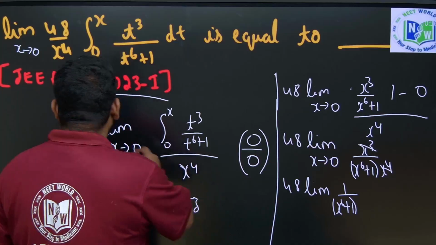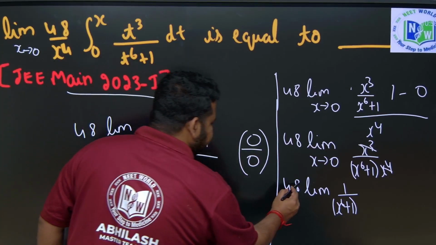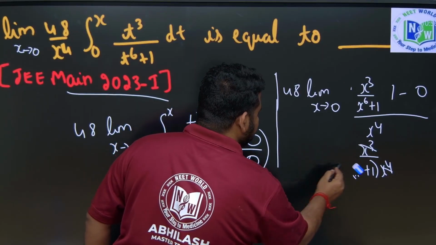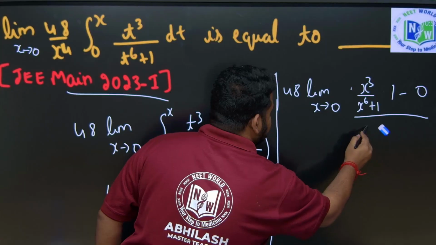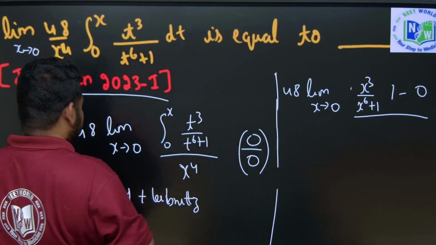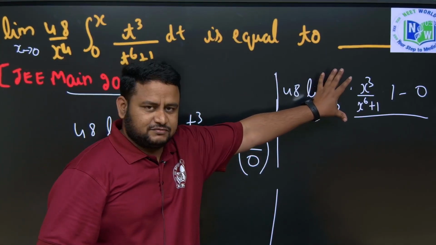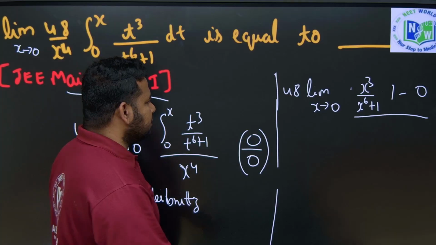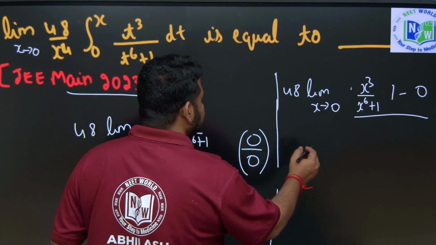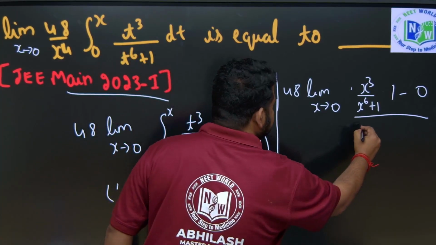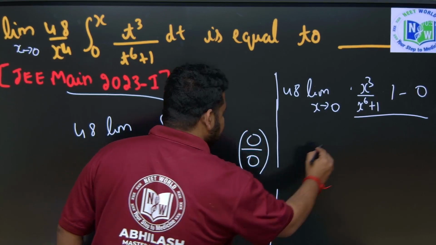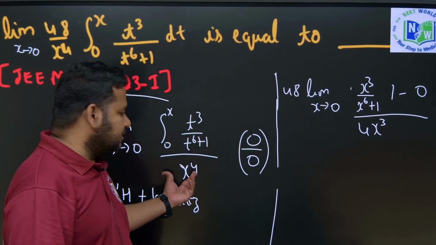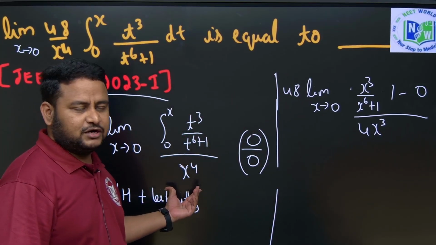So what will happen, friends? Before going to this step, I told you we have to use the L'Hospital rule and also the Leibniz formula. Already we applied the Leibniz formula. For the denominator, I will apply the L'Hospital rule. So x to the power of 4 will become 4x cube. If I find the derivative of x to the power of 4, it will become 4x cube.